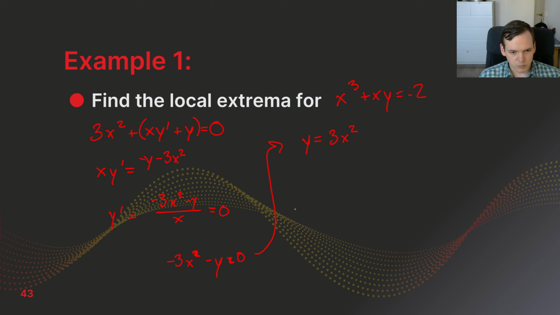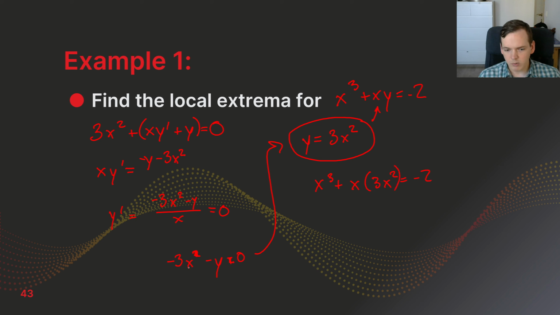And so what this actually means is all of these points are where we could get potential extrema, these are all places where the slope goes flat. So which of these are actually on our original function? Let's find out. So x cubed plus x times negative 3x squared is equal to negative 2.